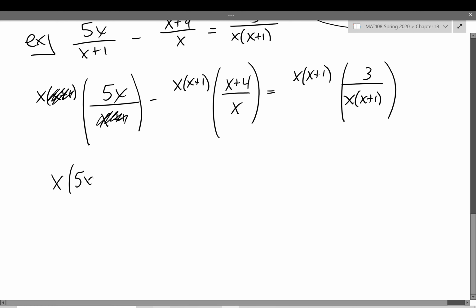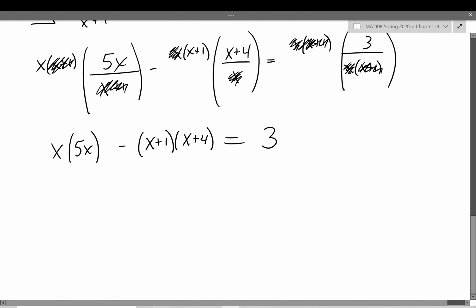so what's left over? x times 5x. Okay? Minus. Now, this x and this x cancel each other out. They turn into a 1. So what's left over? x plus 1 times x plus 4. And then on the right-hand side of the equation, this x and this x turn into a 1. The x plus 1 and the x plus 1 reduce. So you are literally left with just 3, which is great.